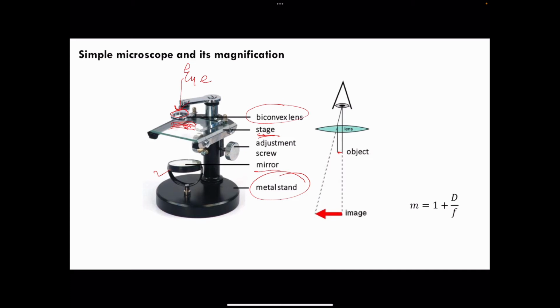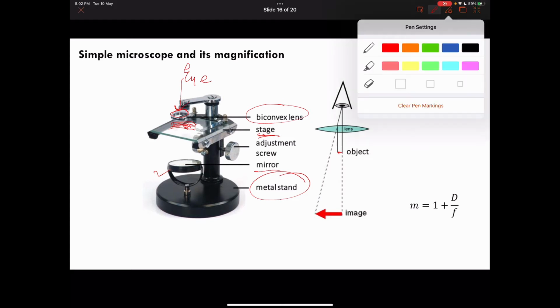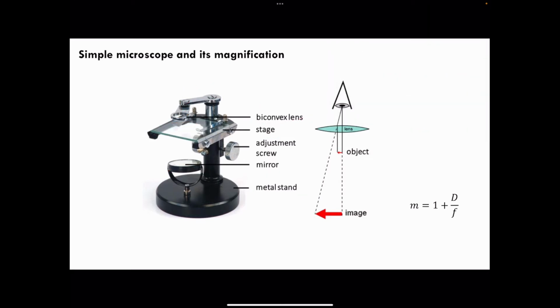Okay, so after looking at how an assembly of a simple biconvex lens and a mirror can lead to formation of such a simple microscope, we will see how a compound microscope is going to look like. Okay, now moving to the compound microscope. These kinds of simple microscopes are rare to see in today's laboratory.